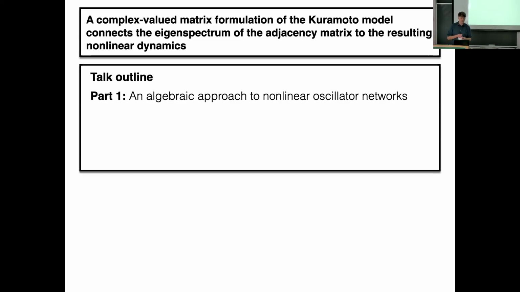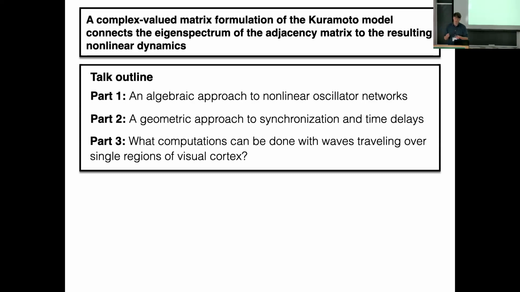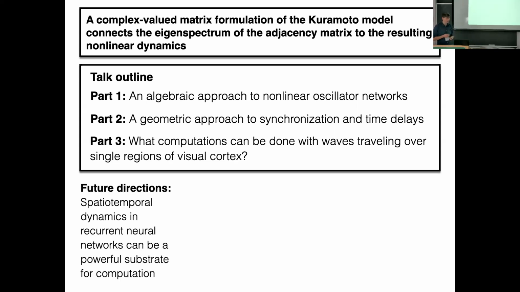Part 1 will introduce an algebraic approach to nonlinear oscillator networks. Part 2 will introduce a geometric approach to synchronization phenomena and time delays that's made possible by this algebraic approach. Part 3 will go to waves that we've observed in single regions of the visual system, to understand more about what computations could be done with traveling waves in single regions of cortex. And finally, if there's enough time at the end, I'll show recent work from my group demonstrating that spatiotemporal dynamics in recurrent neural networks can be a powerful substrate for computation.